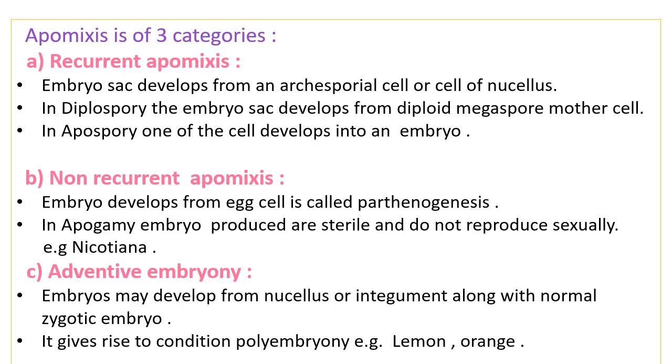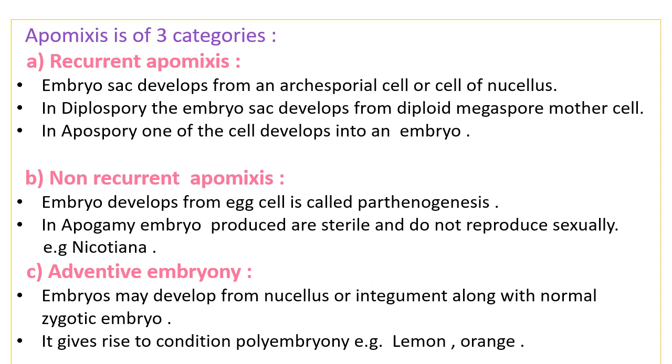You know that apomixis means formation of embryo without fertilization. That is, the embryo is produced without the fusion of male gamete with female gamete. Apomixis is of three categories. The first one is recurrent apomixis. Recurrent means it occurs repeatedly.